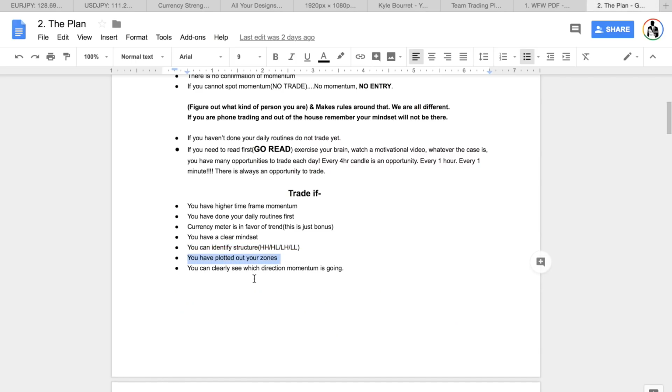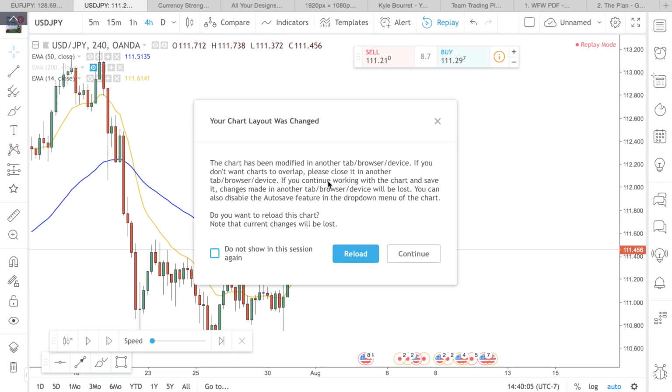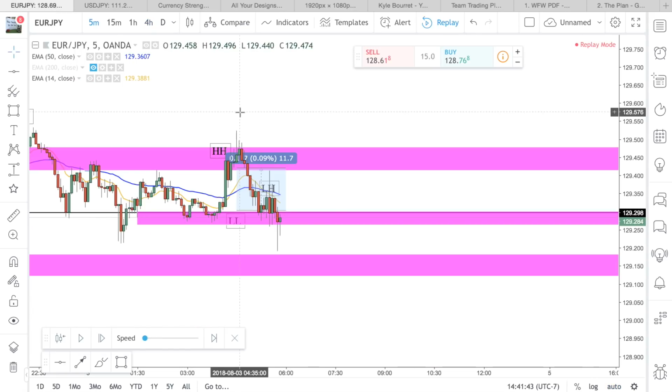Of course, our zone. So the dailies, where we want to know where that biggest zone is, because we're creating these new lows and we don't have the structure on the 4-hour to see it clearly. And you can clearly see which direction momentum is going. It's pretty obvious at this point. If you're going through your structure, it's pretty obvious what's going on. So now we play.